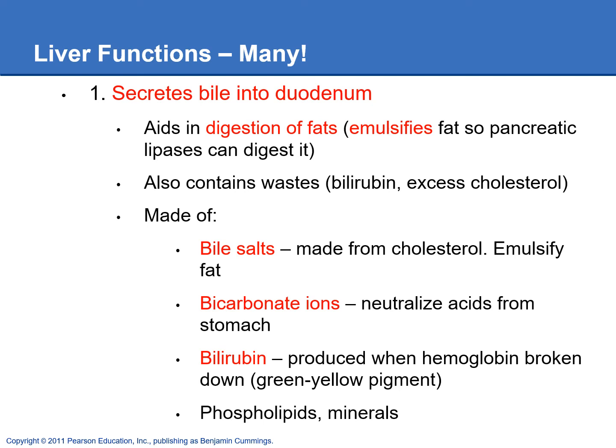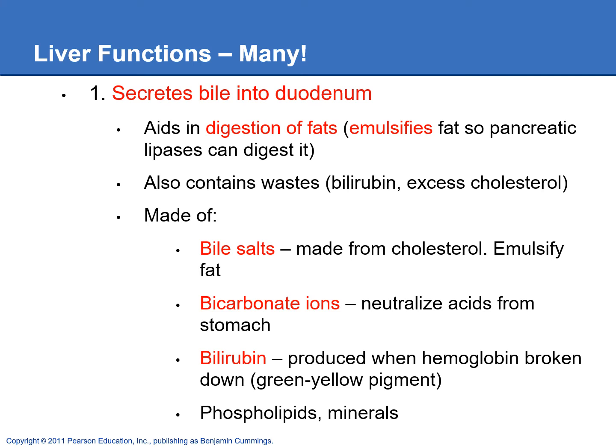The bile contains bile salts, which are made from cholesterol, and the bile salts are really important in that they will emulsify the fat. So emulsification just means they're going to break the fat droplets into smaller droplets, which will make it easier for the pancreatic lipases, the enzymes, to digest the lipids.